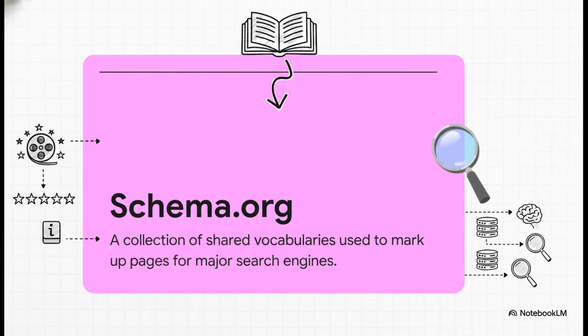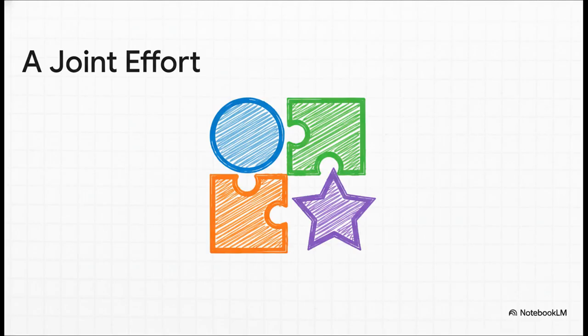I prefer this analogy. It's like creating a detailed table of contents for search engines. It's you explicitly telling them, hey, this section right here, it's about a movie. And this thing over here, that's a 5-star rating for it. No more guesswork.